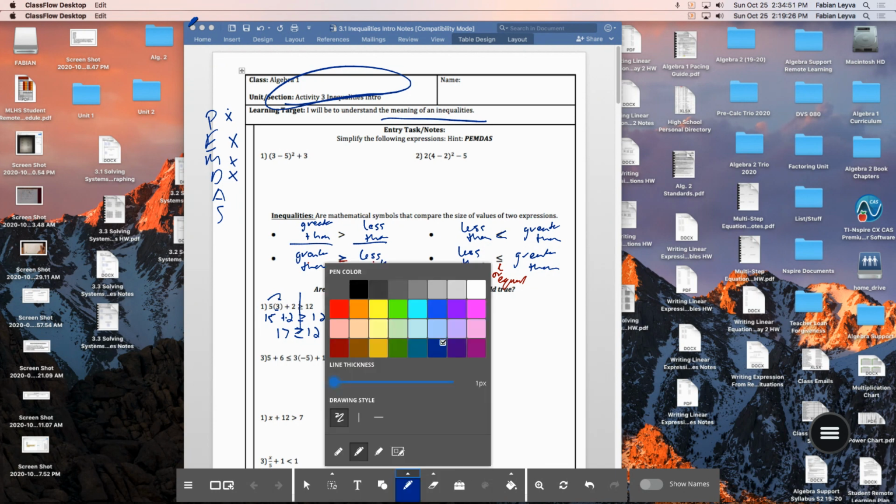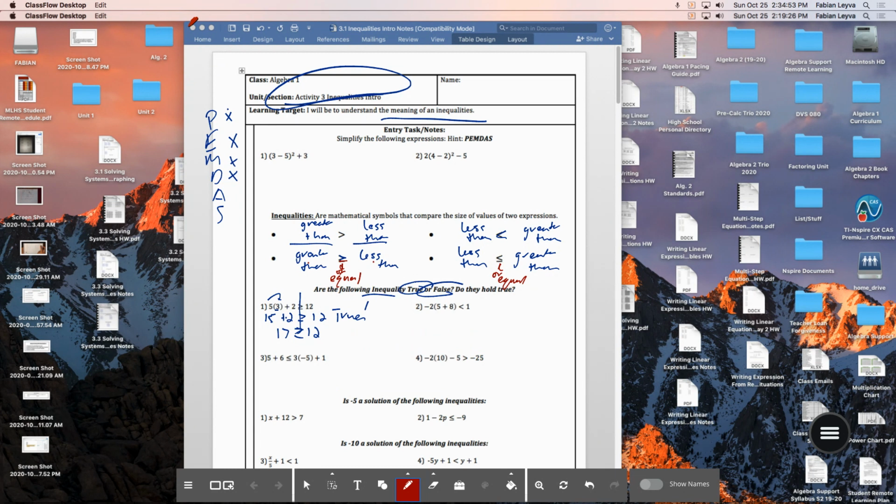Let's try the next one here. I'm going to change colors so that way things don't get mixed up. So I have 2 sides. Notice I have an inequality where my left side is less than my right side, or I'm going to test to see if that's true. Now, looking at my left side, there is work to be done inside the parentheses in this problem.